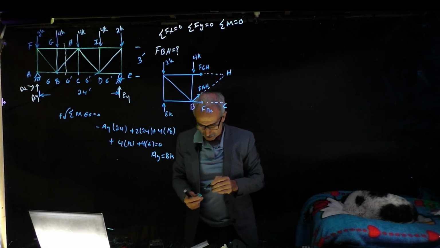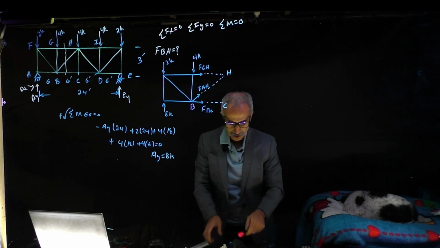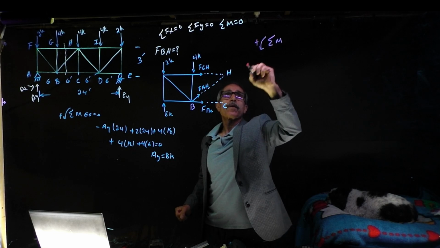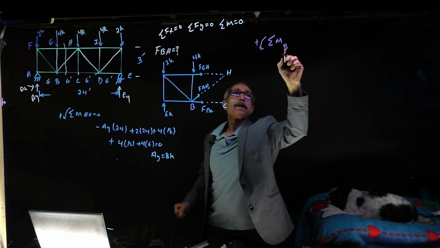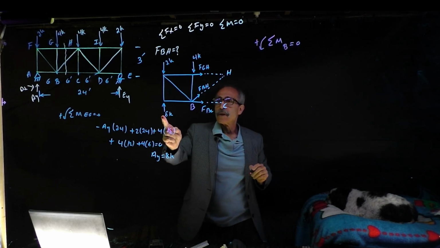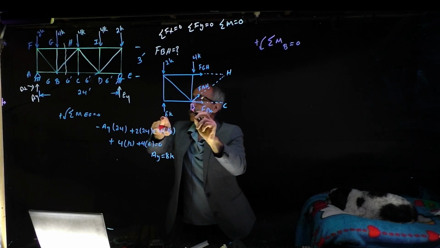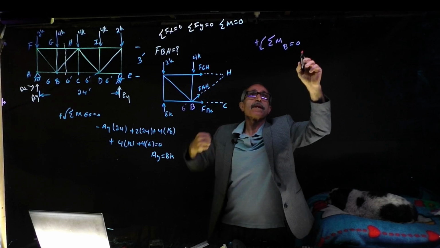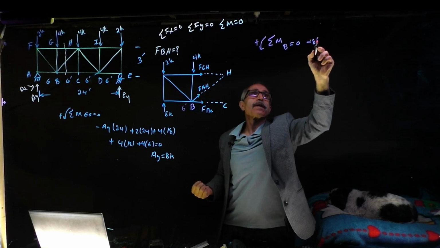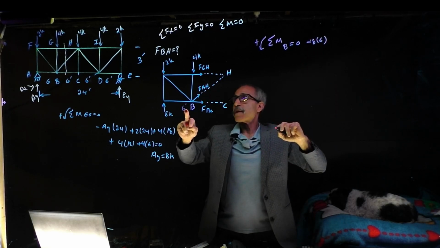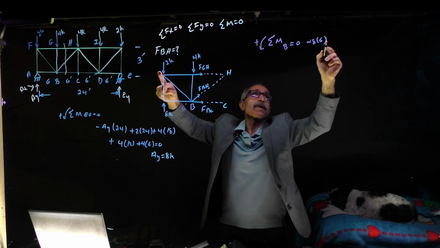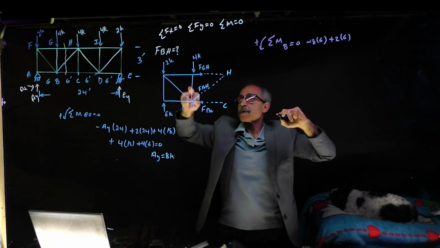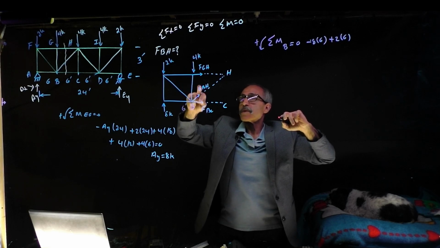So let's come up here. Let me change color, see if this shows up better. Summation of moment about point B, counterclockwise is positive, is equal to 0. I have 8, that's 6 feet right here. So it's going to be minus 8 times 6. And then up here I have plus 2 times 6. And this cannot take a moment, it's on the same line of action.